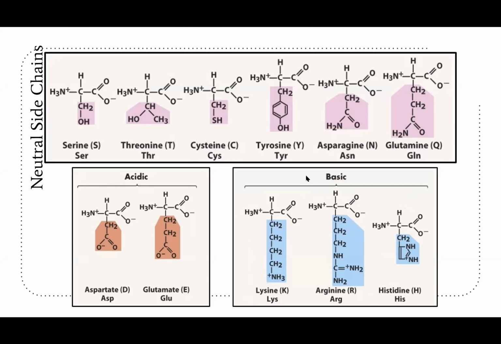So these are all of our polar side chains. We've got the neutral side chains, the acidic side chains, and the basic side chains. You'll notice there's only 2 acidic side chains and only 3 basic side chains.